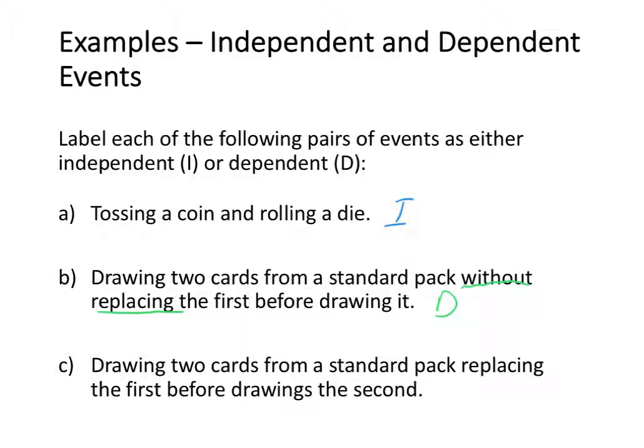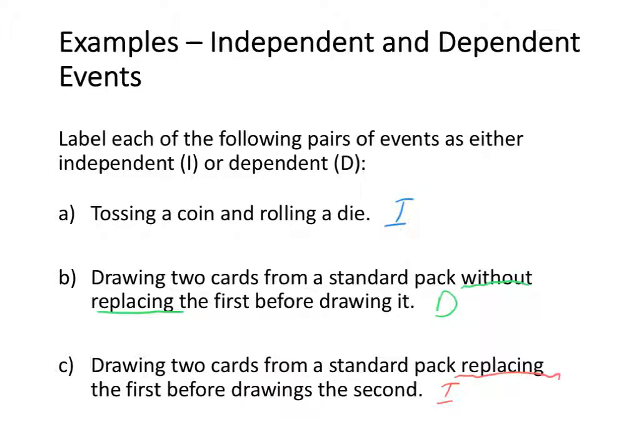And in C, I'm drawing two cards from a standard pack, this time replacing the first before drawing a second. Now this is going to be independent. It's going to be independent because I draw my first card, I'm choosing from 52. Because I'm putting it back, on my second draw I've also got the same 52 cards I can draw. So my second draw is not impacted by what I draw out on my first. Because they're not impacted, it is going to be an independent event.